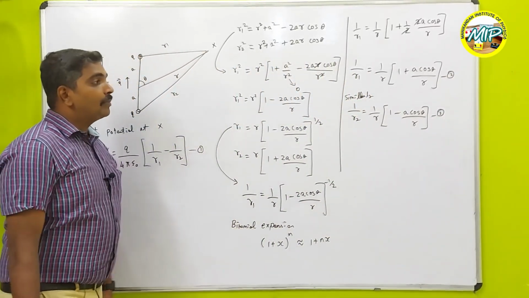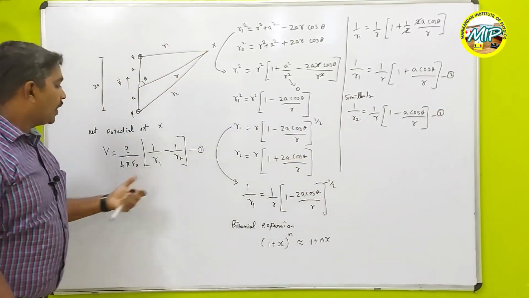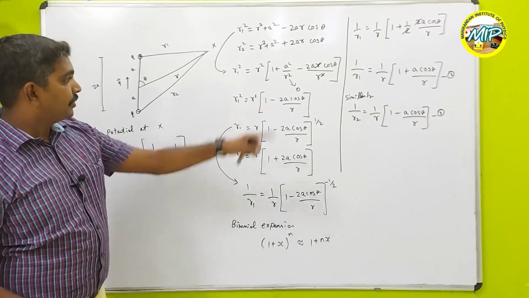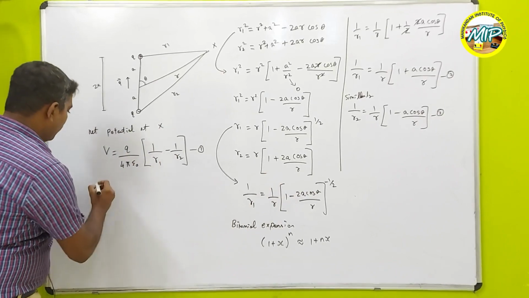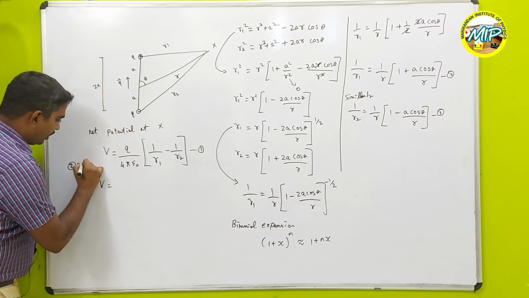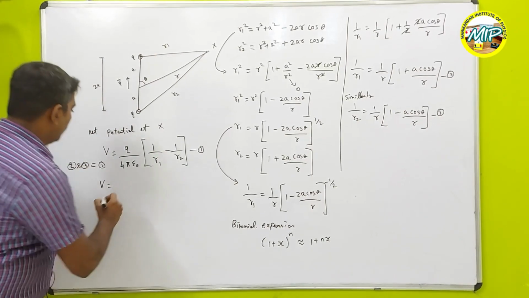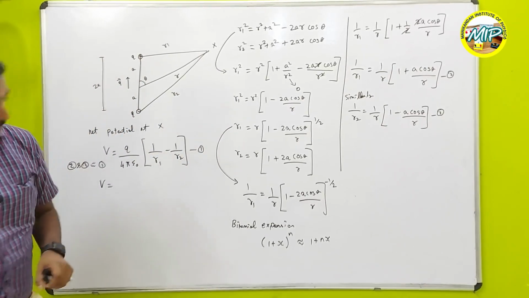So now I'm going to substitute my equation 2 and 3 in 1, then simplify. Okay, so if I substitute this value here, instead of this 1 by R1, I can simply write here my V equals my equation 2 and 3 in 1. So, okay, I need this space. I'll erase this part.